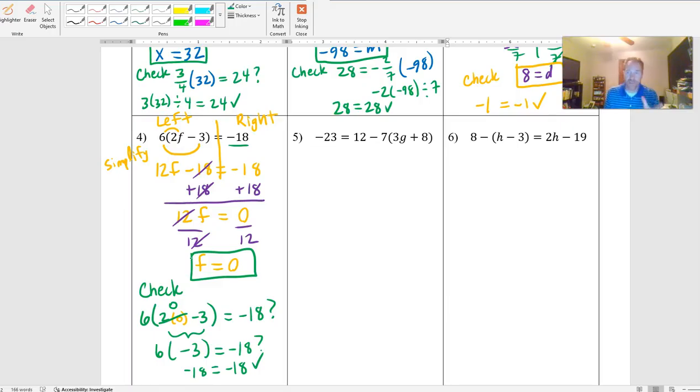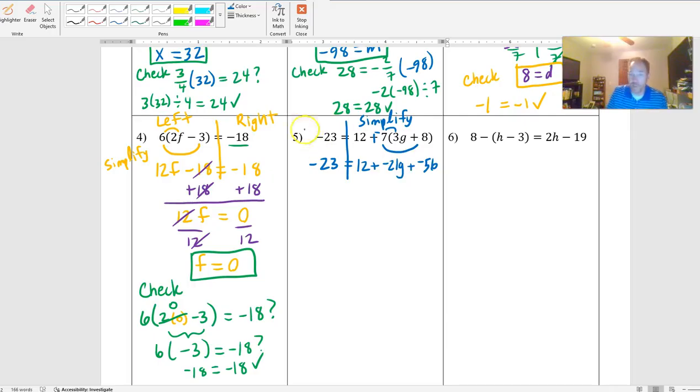Okay, so again, simplifying. Sometimes you're going to be able to clean things up a little bit before you start canceling. That's what we did on number 4. Number 5 is going to be very similar here. The left side alone is just a negative 23, no simplifying. But the right side, we can simplify on the right side. Remember, you might want to chop slash that. Say that's plus a negative 7. So the negative 23 is just going to wait patiently as we simplify the right side. Even the 12 is going to wait patiently while I distribute. Negative 7 times the 3g is negative 21g. Negative 7 times a positive 8 is plus a negative 56.